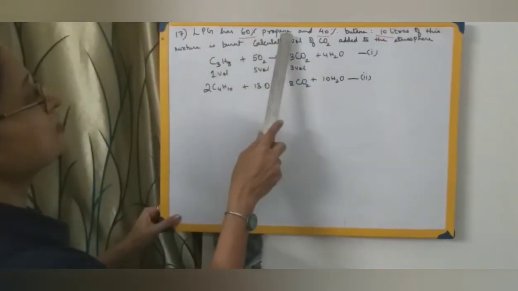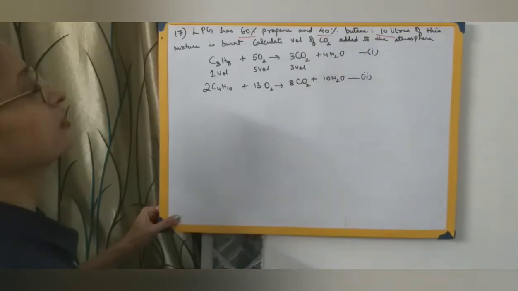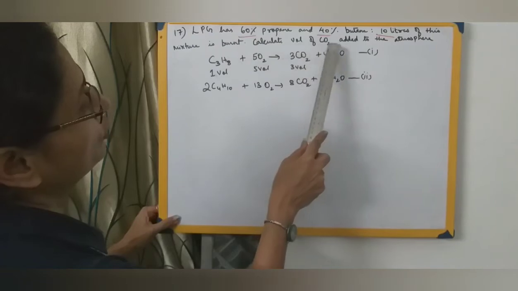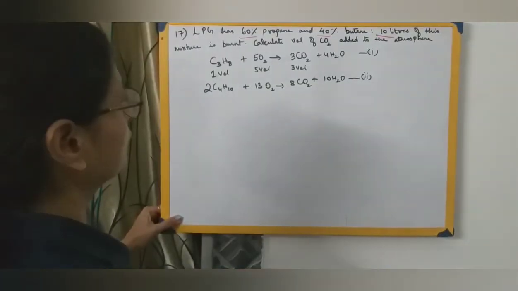Next, 17th sum. LPG is 60% propane and 40% butane. 10 liters of this mixture is burnt. Calculate volume of carbon dioxide added to the atmosphere. Now what does it mean?